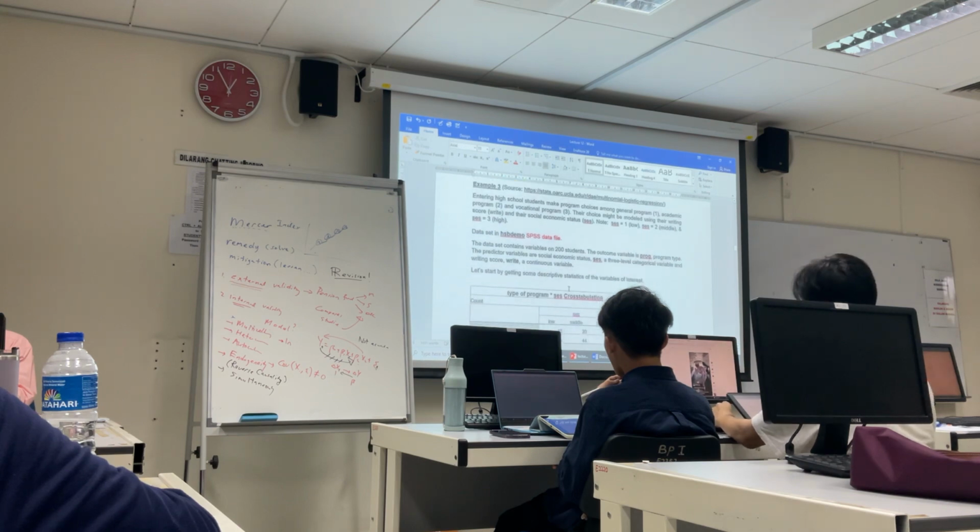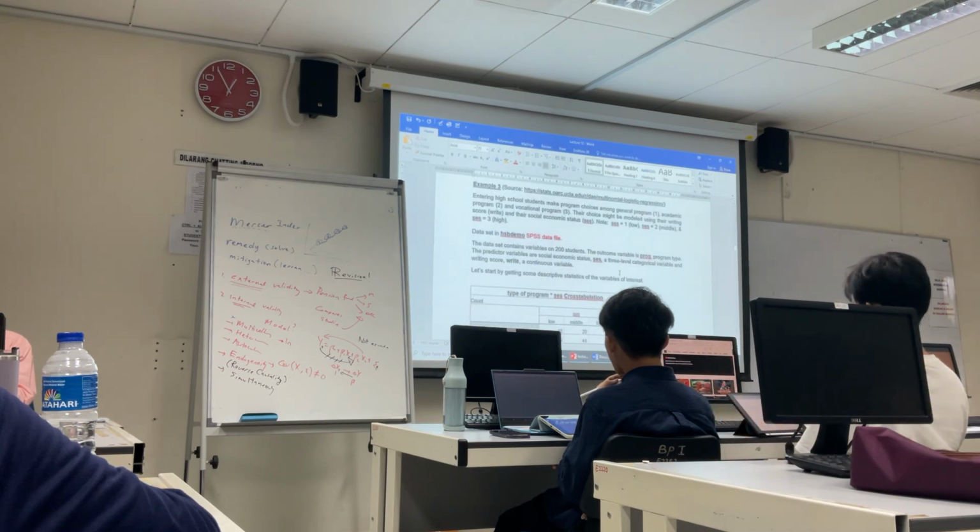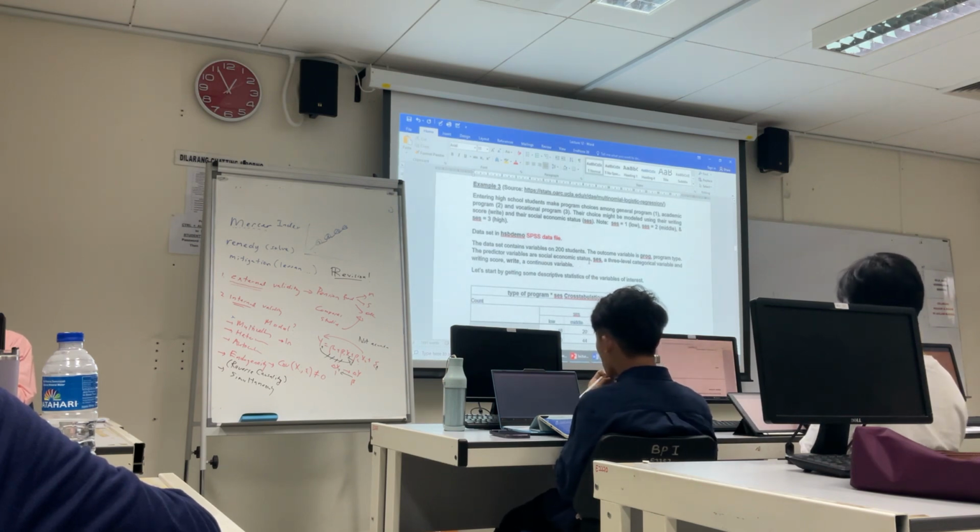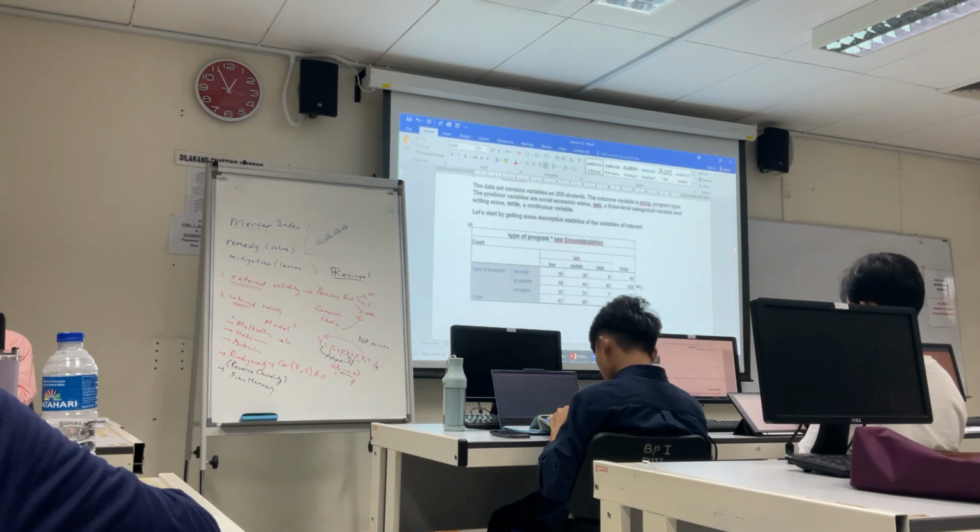Okay, this is the experiment data. The data set contains 200 students. The outcome variable is program. The predictors are SES, a 3-level categorical variable, and also writing score. So this is your type of program, and this is your SES. Cross-tabulate means you try to find the so-called relationship. Most of the time it is a categorical one.